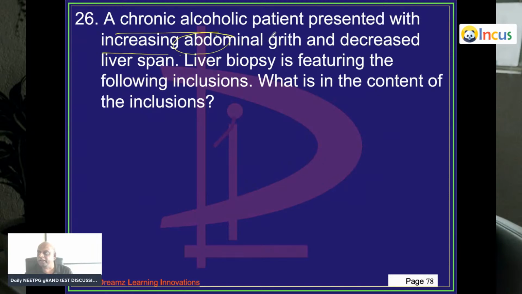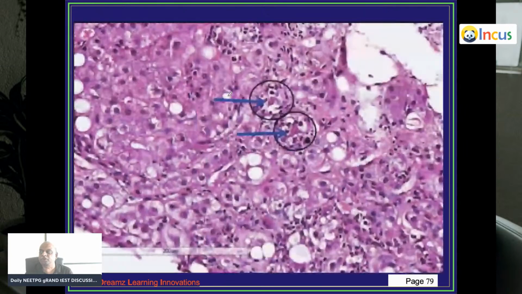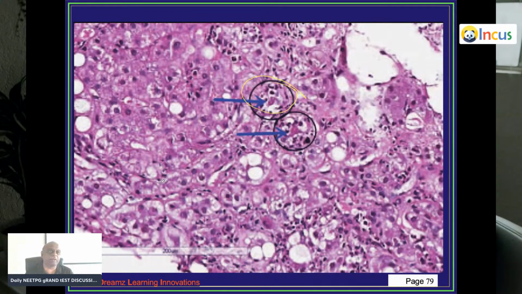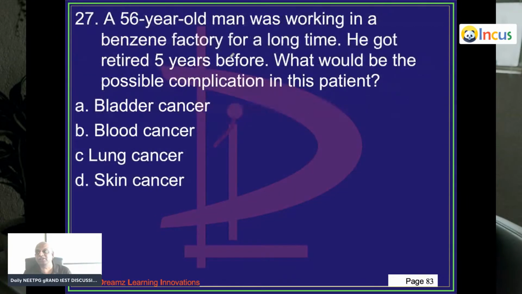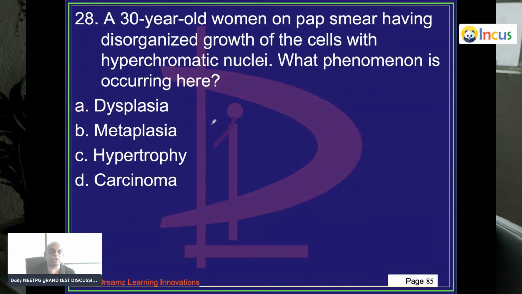Chronic alcohol, increasing abdominal girth, decreased liver span. Liver biopsy is showing these inclusions. What are they? Mallory bodies in alcoholic liver disease. They are formed from intermediate filaments, is what you should remember. 56-year-old is working in benzene factory. He got retired 5 years before. What is the complication of benzene, doctor? Blood cancer, leukemia.